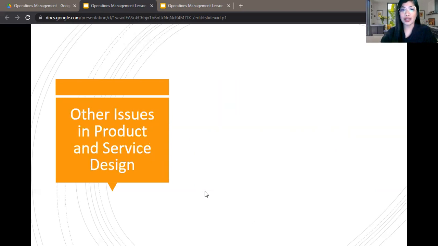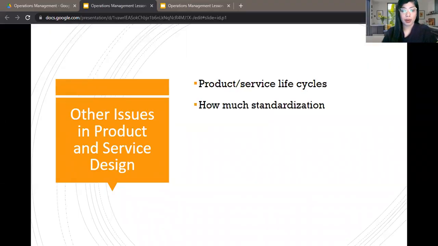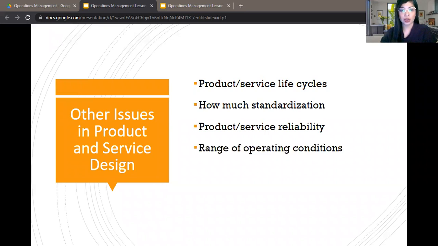Aside from legal, ethical, environmental, and human considerations, the designer must also take into account the product or service life cycle, how much standardization to incorporate, product or service reliability, and the range of operating conditions under which a product or service must function.